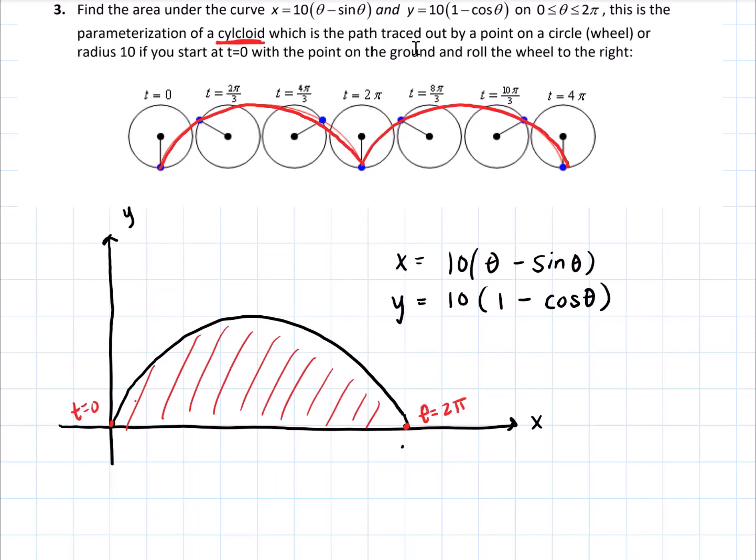I wrote t's here for the parameterization, but I'm going to change that, because we're using the parameter in terms of theta. So from 0 to 2 pi.